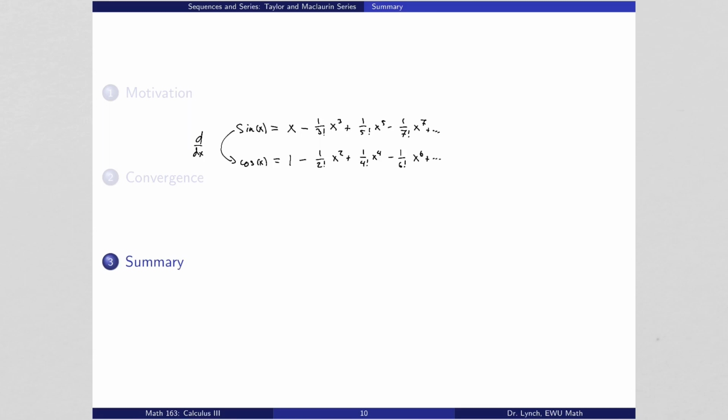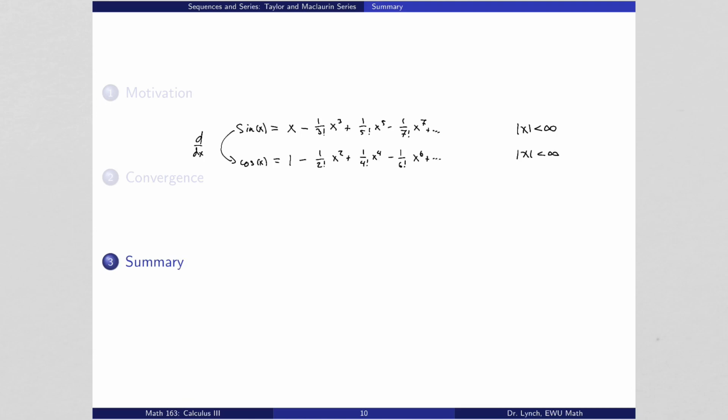Of course, the derivative of sine is cosine, so just differentiate term-wise, and the series expression for cosine is 1 minus 1 over 2 factorial x squared plus 1 over 4 factorial x to the 4th minus 1 over 6 factorial x to the 6th, and so on and so forth. Of course, the radius of convergence of both these series is R equals infinity.